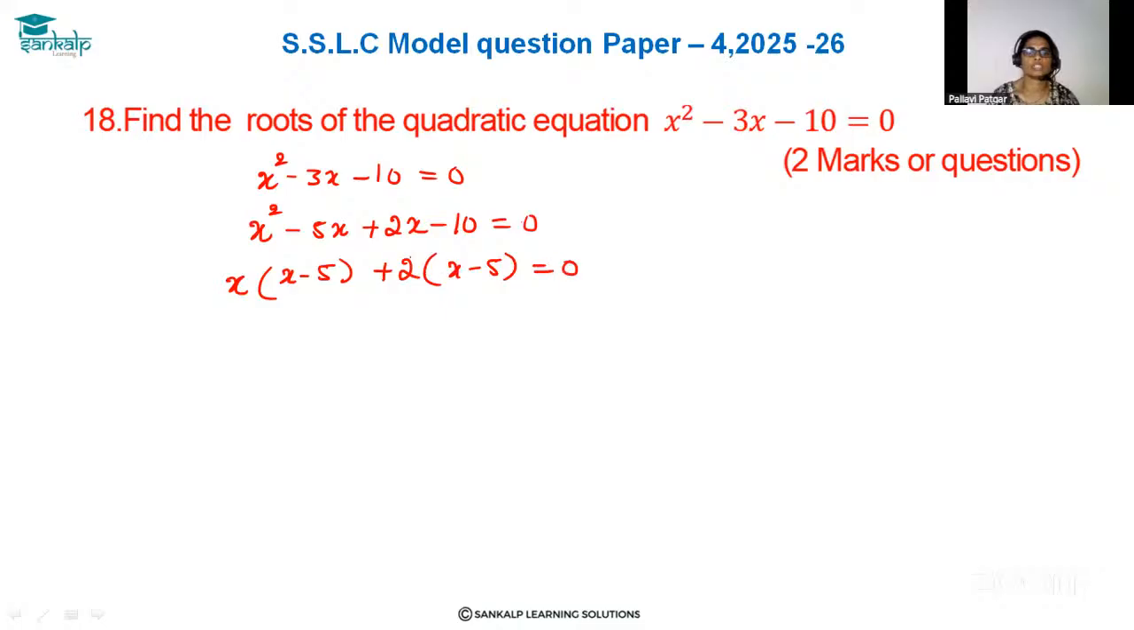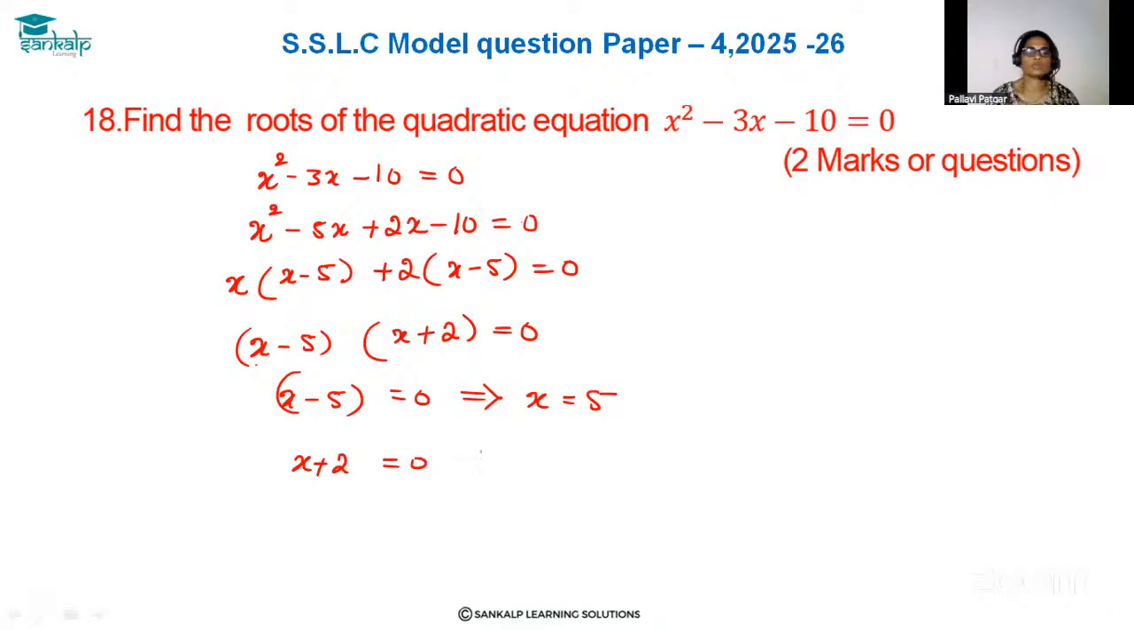2 into x is plus 2x, plus 2 times minus 5 is minus 10. So here x minus 5 is common in both the terms. So x plus 2 into x minus 5 is equal to 0. So x minus 5 is equal to 0, this implies x is equal to 5, and x plus 2 is equal to 0, this implies x is equal to minus 2. So the roots of the quadratic equation are x is equal to 5 and x is equal to minus 2.